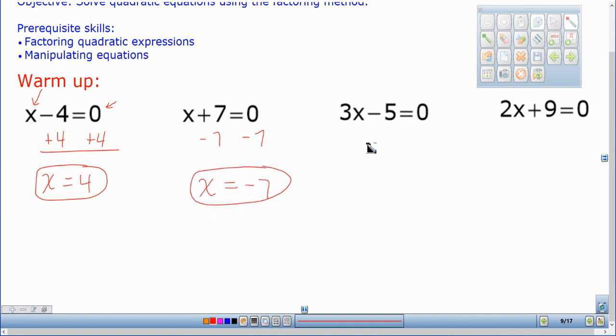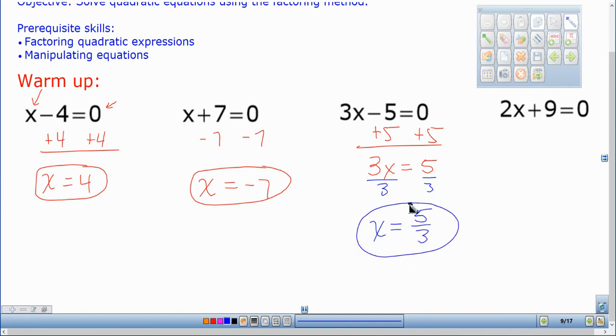And this one is a two-step problem. I would first add 5 to get rid of the -5. That would leave me with 3x equals 5. And then even though it doesn't work out perfectly, I would divide by 3 after that. That means x would have to be a fraction, 5/3. If I plug in 5/3 right here, after multiplying it by 3 and subtracting 5, that would become a 0.